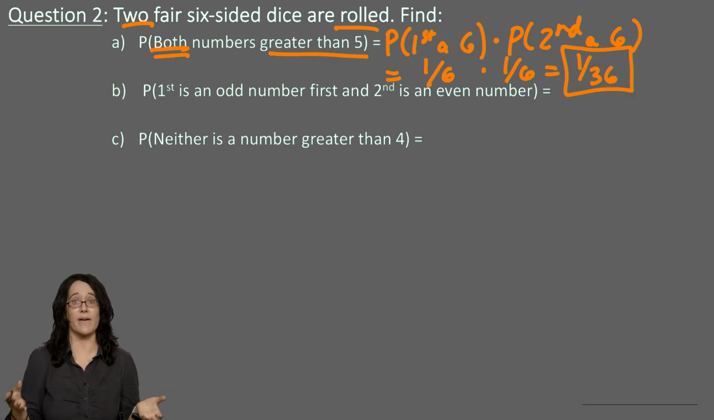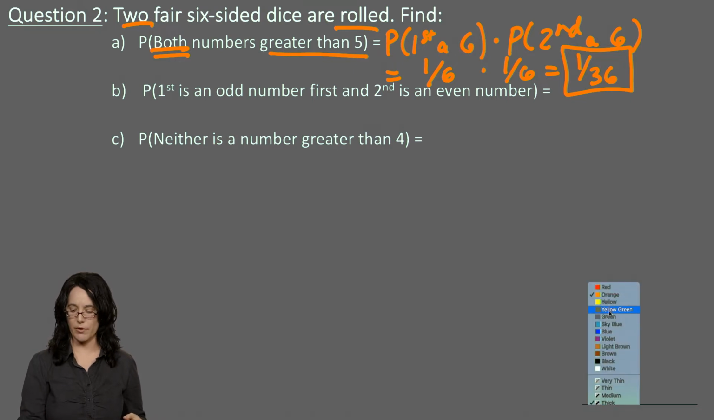And the same thing would hold if I had 3 die or 4 die. If I kept doing the same thing, I'd multiply each probability together, checking whether or not they impact one another. But these were independent events, so no need to worry about changing denominators or anything like this. Take a look at the second one. Maybe try it on your own.